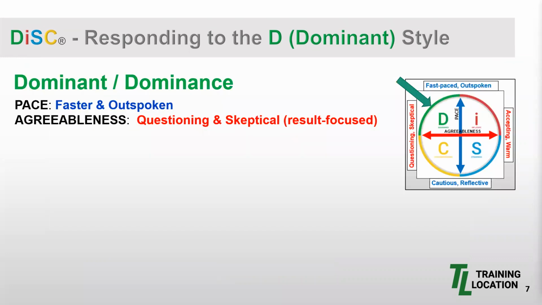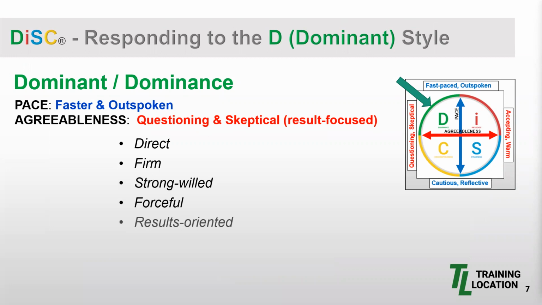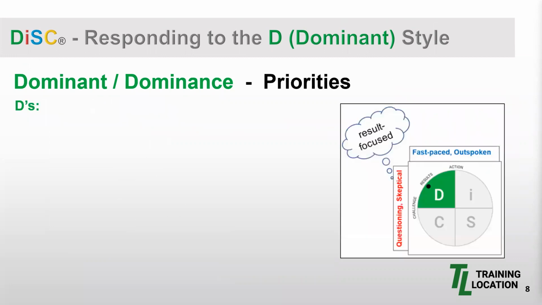Let's review the D style. We already know the two continua of observable behaviors which indicate a D style. Now let's see more descriptors which help us understand better. Those are direct, firm, strong-willed, forceful, and results-oriented. So this short synopsis will kind of calibrate us for what's coming.